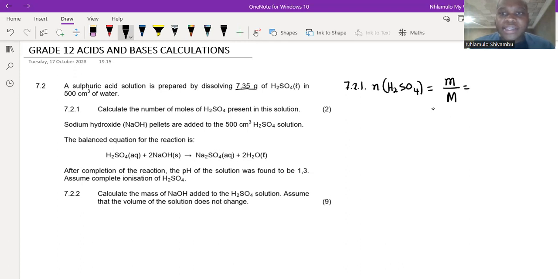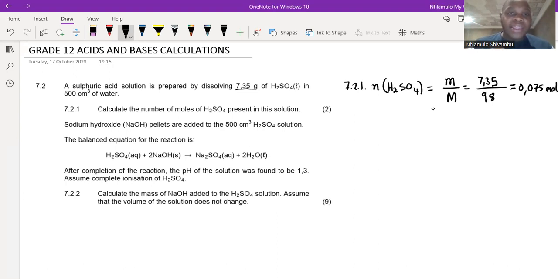So for the mass, we're going to substitute 7.35. And the molar mass of sulfuric acid is 98. So we're going to have 7.35 divided by 98. That is going to give us 0.075 mole. So this is the number of moles of H2SO4 present in the solution. And now we're going to the main question.